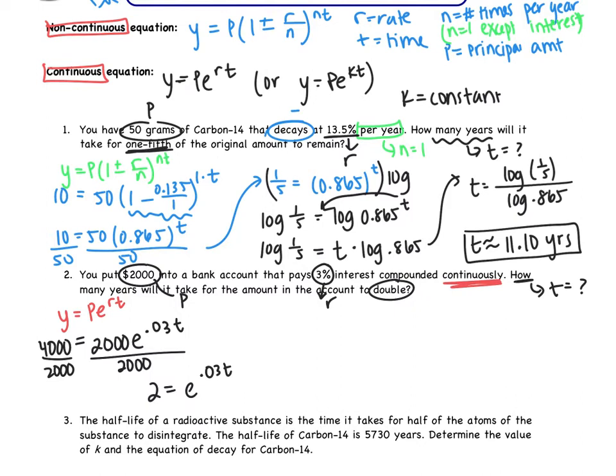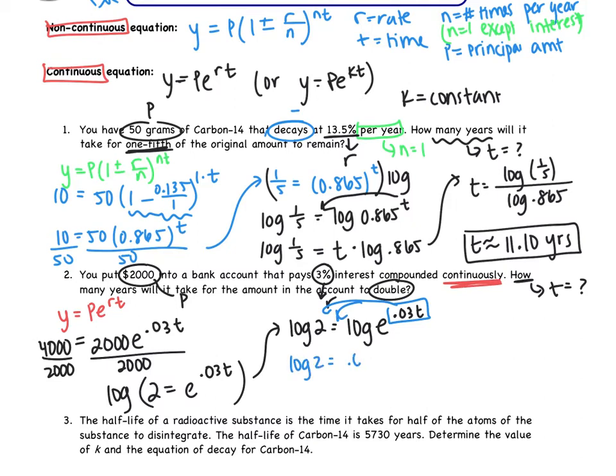Okay, so at this point, we're stuck. You can't divide by E. Remember, you can't divide by E. So try to take the log of both sides and see if that helps. We get log of 2 is equal to log of E to the 0.03 T. So then remember, property of logs, that power comes out in front. So I get log of 2 is equal to 0.03 T times the log of E. So I can divide by the log of E. So I get log of 2 divided by log of E.